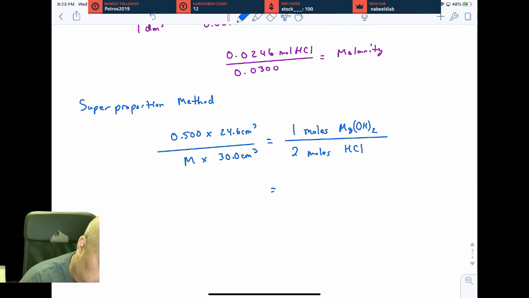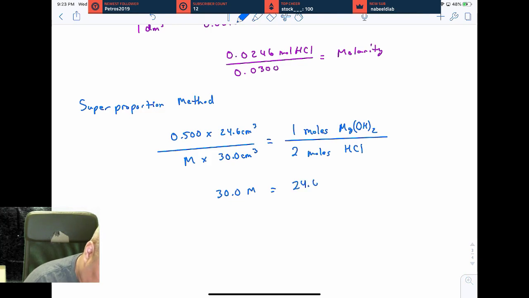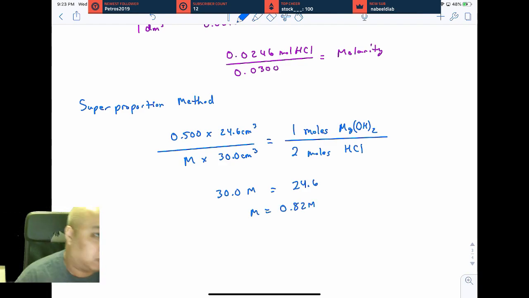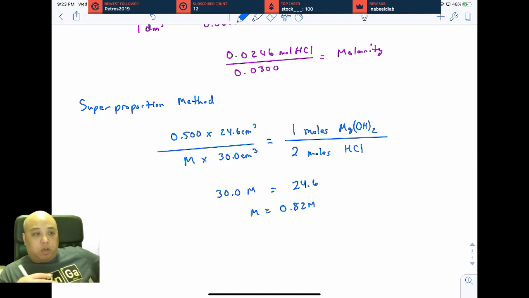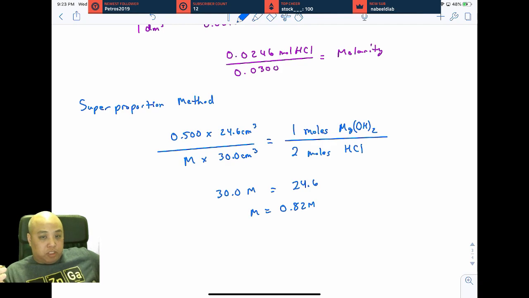And so when I set this up, I get 30.0 times m is equal to 24.6. So divide by 30, and I still get 0.82 molar. So all three ways work perfectly fine. I don't care, again, which way you do it.